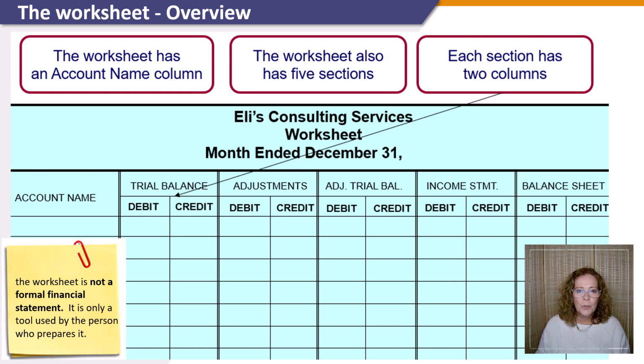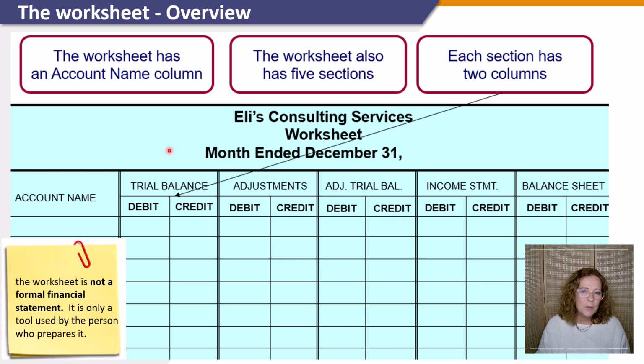At the top of the worksheet is the header, which shows the name of the business, Eli's Consulting Services, on the first line. On the second line is the name of the document, the worksheet. And on the third line, the time period. In this case, the month ending December 31st.